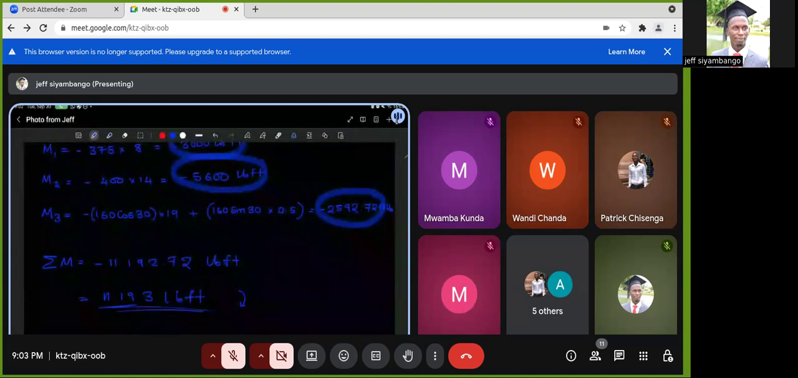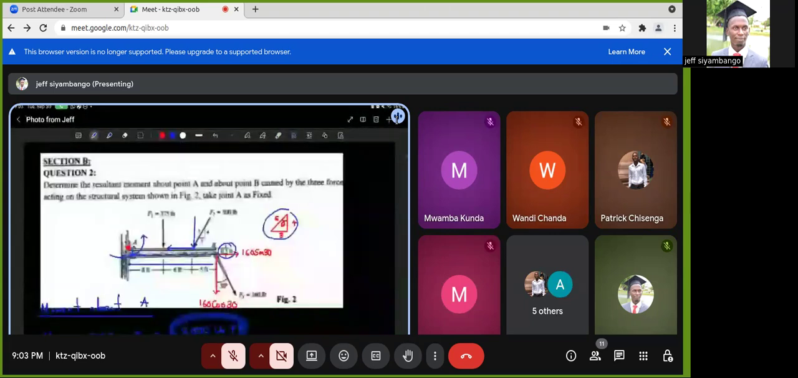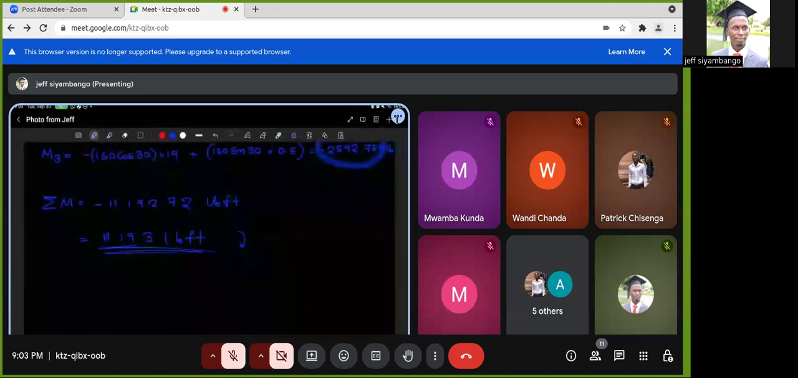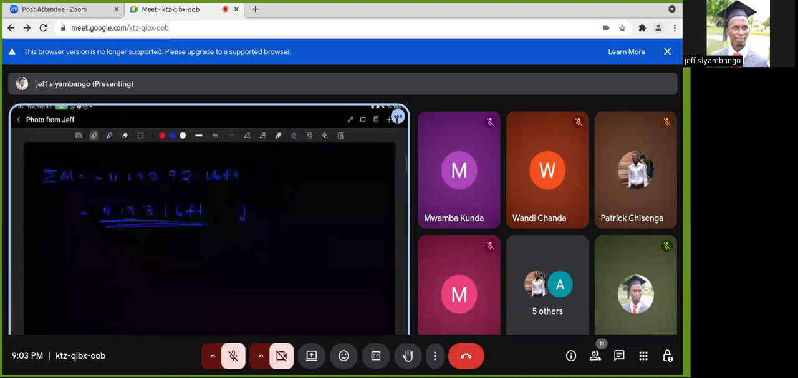So the question wanted to determine the resultant moment about point A. We have done that. Now they want us to determine the resultant moment about point B. So how about point B? What are we doing there? So let's do that.